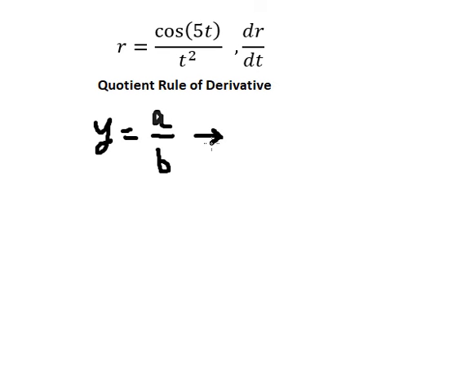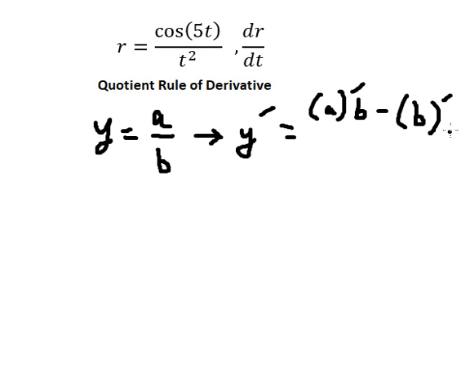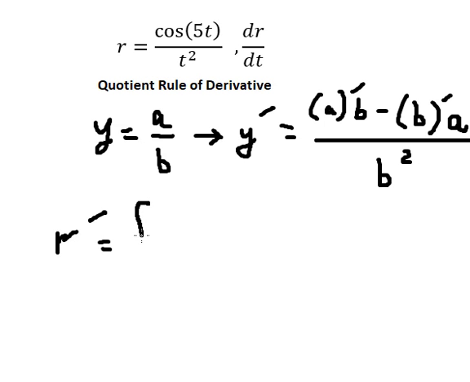So if we do the first derivative, we need to do the first derivative of 8 multiplied by b, minus the first derivative of b multiplied by 8, over b squared. Now we can apply the formula in here, and that should be like this.